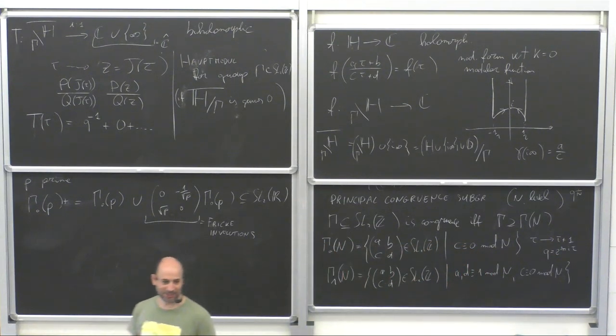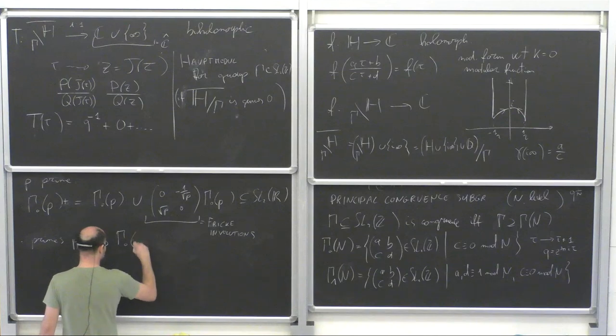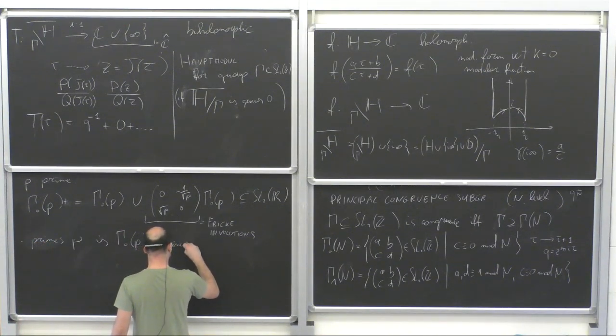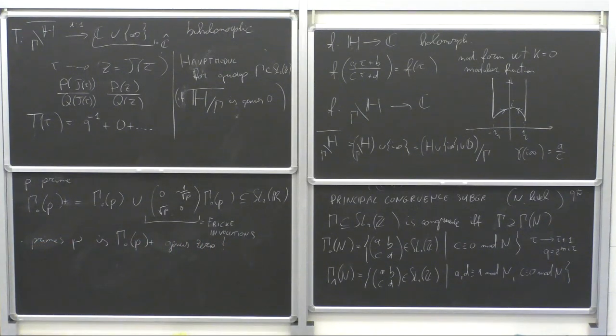But if you are a mathematician, you ask different questions. The question you can ask is, for which primes p is Gamma_0(p)+ genus zero? And in this case, you know that you have a Hauptmodul for this group. Now, this question was asked by Ogg in 1975, and he answered his own question.